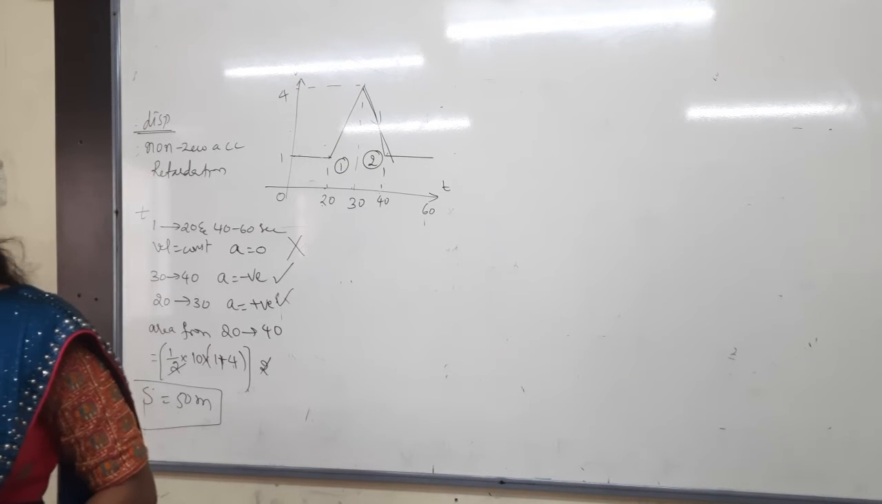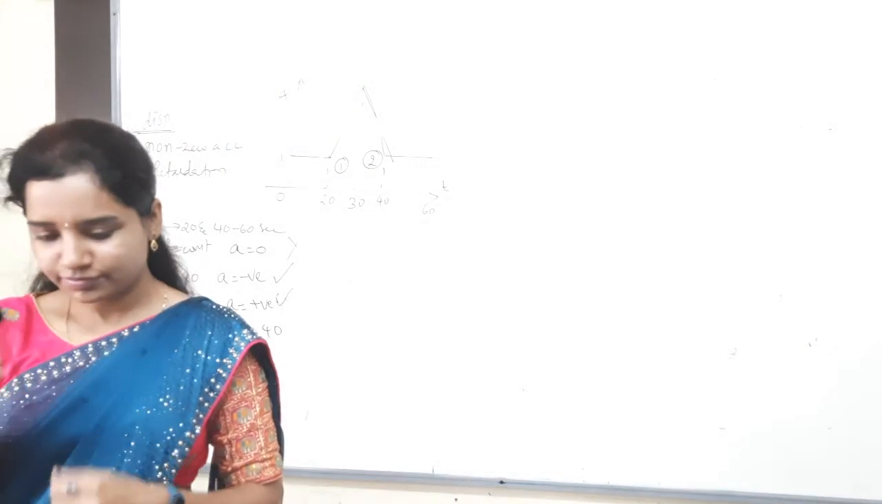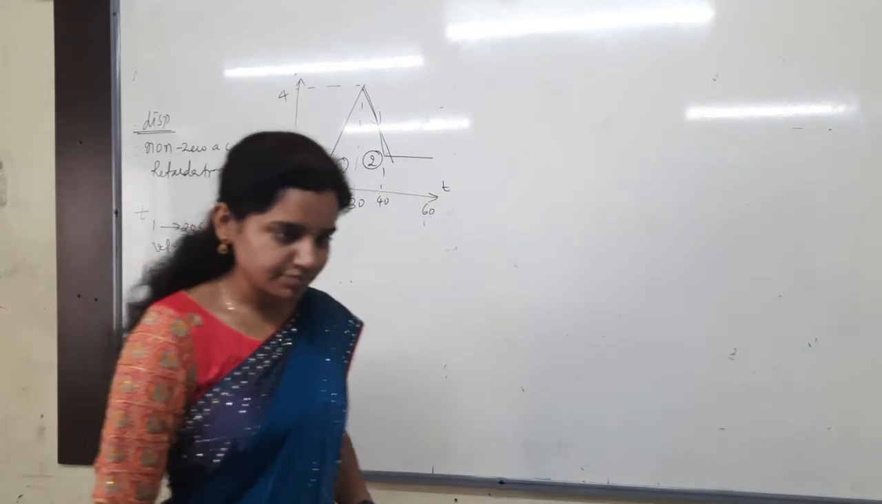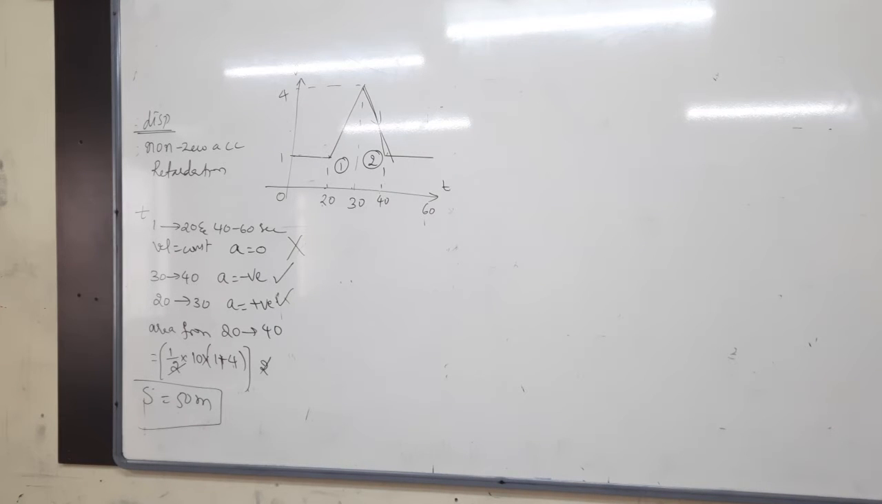Identify which graph can be correct. Analyze the graph properly first. Analyze in each and every time interval what is happening there.